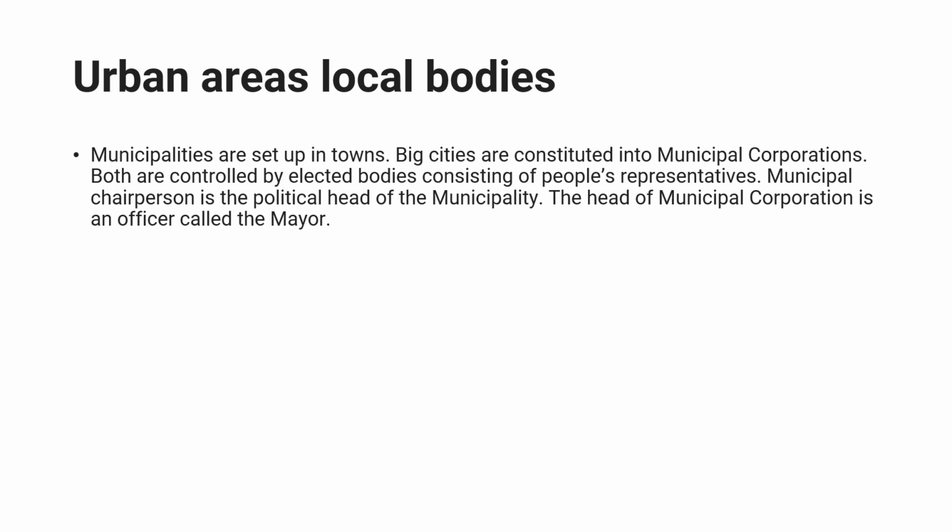What are the urban area local bodies? Municipalities are set up in towns. Big cities are constituted into municipal corporations. Both are controlled by elected bodies consisting of people's representatives. The municipal chairperson is the political head of the municipality. The head of the municipal corporation is an officer called the mayor.